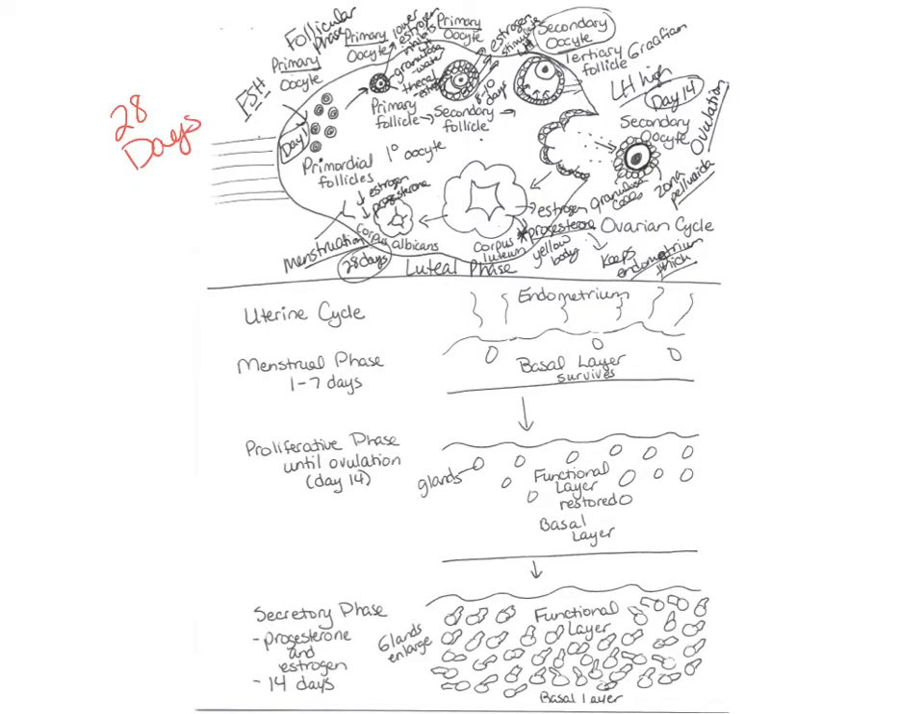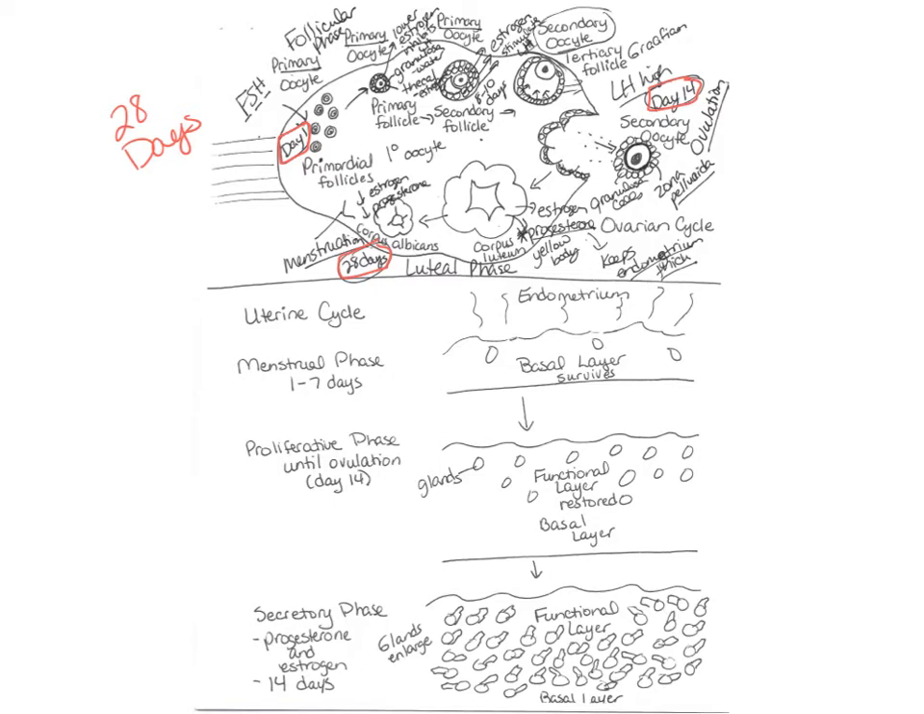Day 1 of the ovarian cycle began when those primordial follicles started to develop. And then by day 14, the secondary oocyte ovulated into the pelvic cavity. And then by day 28, the corpus luteum degenerated into the corpus albicans if the secondary oocyte was not fertilized.